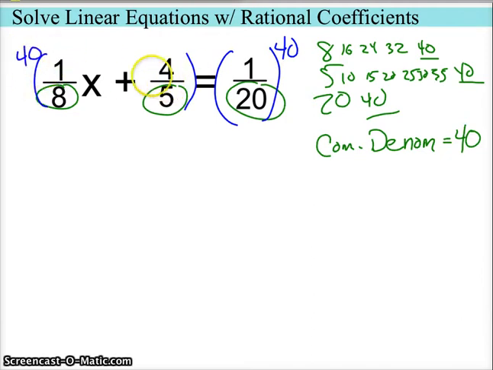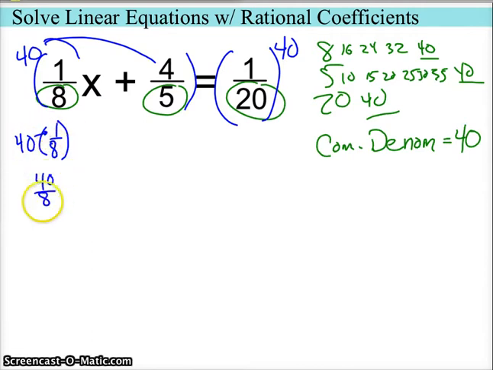Now on this side, we've got the group, so it's going to have to distribute. So here we're getting 40 times 1/8. So when we work this out, we would have 40 times 1, which gives us 40/8. And now we can think of it as a division problem. 40 divided by 8, which gives us 5.